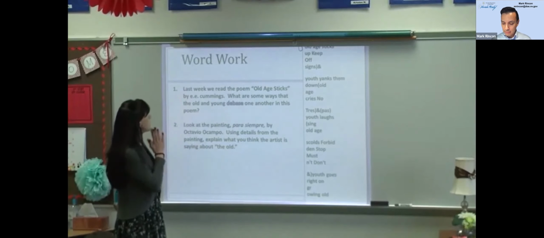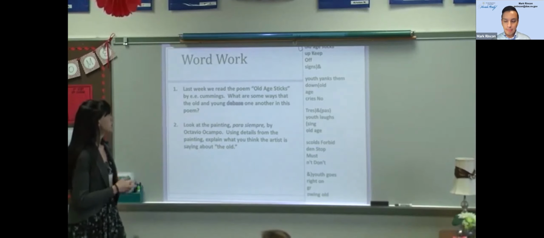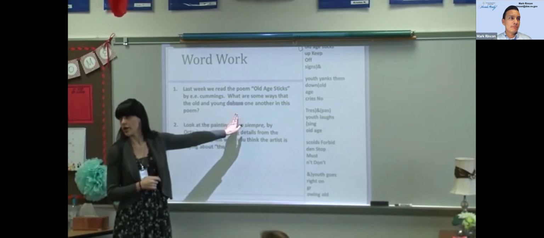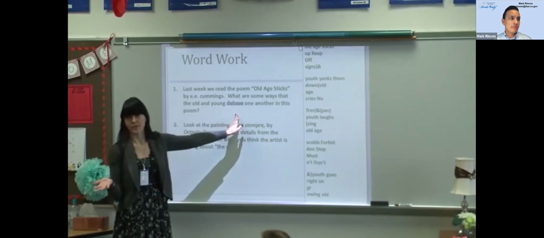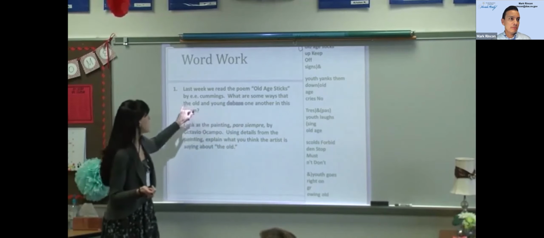It says, last week we read the poem Old Age Sticks by E.E. Cummings. What are some ways that the old and young debase one another in this poem? Debase is one of our vocabulary words. So at your table, maybe the first thing you're going to have to do is have a conversation about, what does debase mean? And if we don't know, we might need to get our syllabus out and look at that.